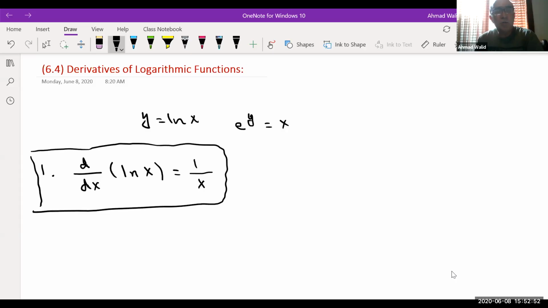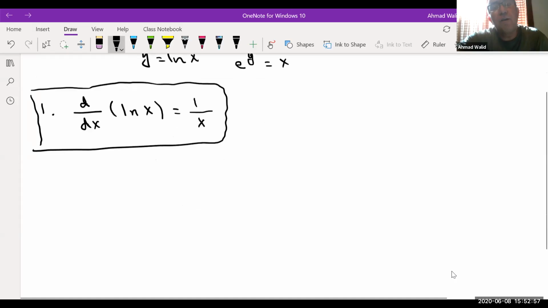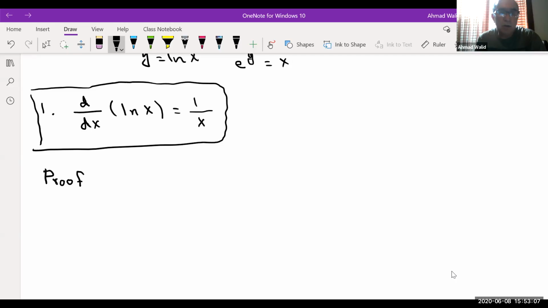But now I'll show you why the derivative of ln x is 1 over x. I'll do a quick proof here. Again, you are not required to learn the proofs, but for those of you that are interested in why the derivative of ln x, or d over dx of ln x, is 1 over x, I'll show you the proof, right? Let's take this equation, which we have: e to the y equals x.